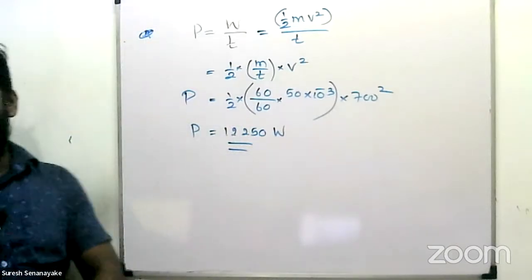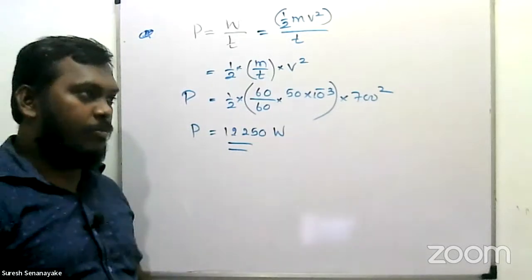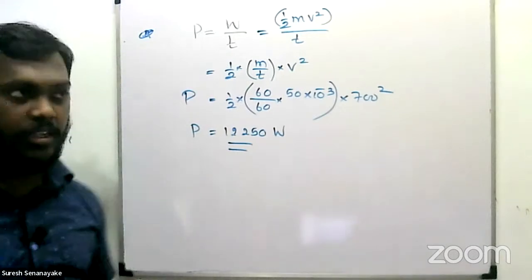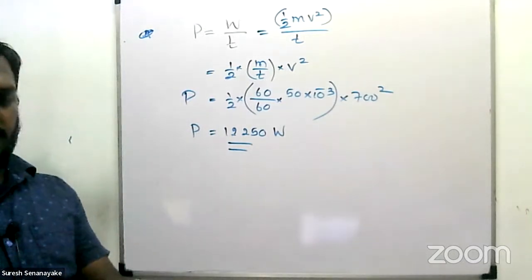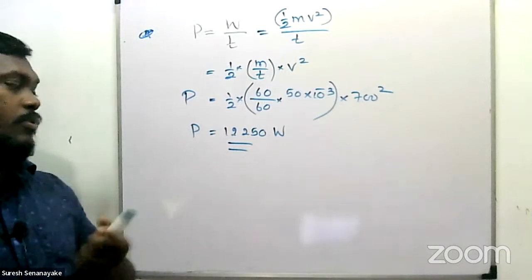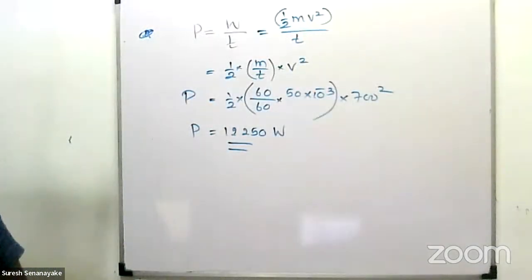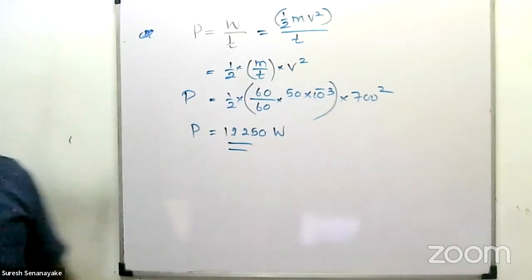But you can find how much mass is ejected out per 1 minute. That is 1 bullet, so it's 50 into 10 to the minus 3, into 60 per minute, divided by 60. That means that's 1 bullet per 1 second. So it gives you the mass rate, and the kinetic energy uses the square of the velocity, right? Is it clear? You first need to identify what the work done is here, then you can divide it by the time taken. Is it clear? Can we go to the second question then?